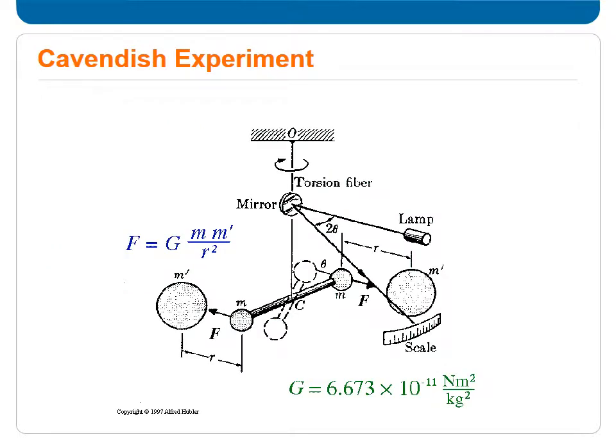The Cavendish experiment, performed in 1797 and 1798 by British scientist Henry Cavendish, was the first experiment to measure the force of gravity between masses in the laboratory, and the first to yield accurate values for the gravitational constant G.